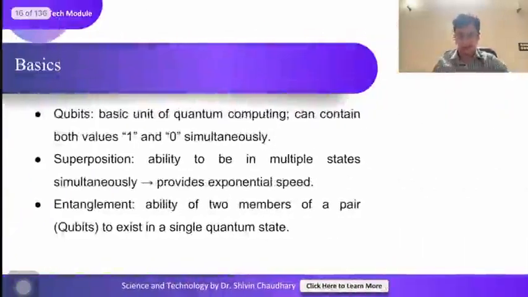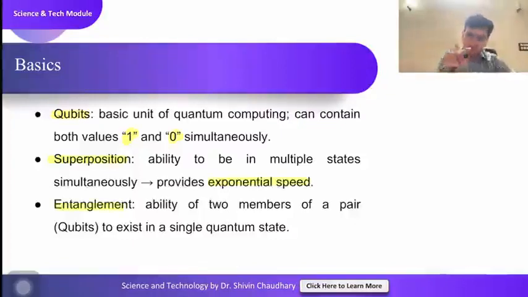And I'll just show you how fast it is. Okay, let's just go back to the basics for a minute. Qubits are the basics of quantum computing. So both values 1 and 0 simultaneously, right? Superposition, multiple states at one time, so a lot of speed. And entanglement, that two members of a pair get entangled, right?